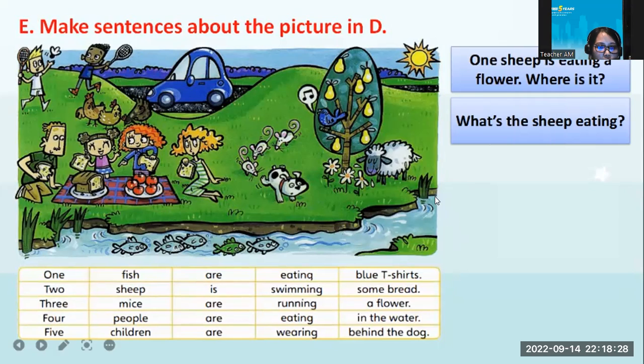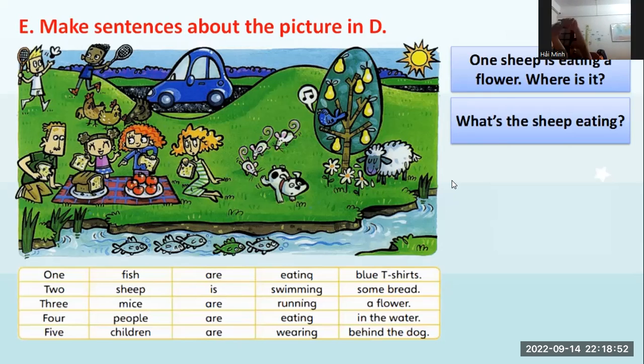Okay, so very good. So one sheep is eating a flower. Where is it? It's next to the pear, the trees. Okay, what's the sheep eating? Eating a flower. Yes, it's eating a flower.